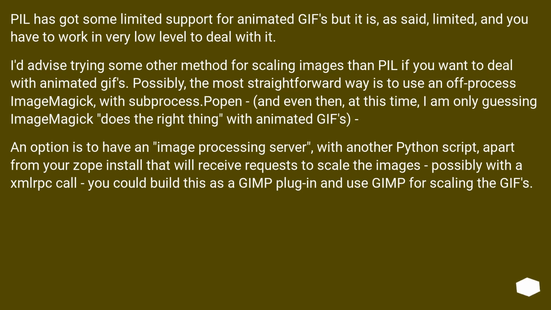An option is to have an image processing server, with another Python script, apart from your Zope install, that will receive requests to scale the images, possibly with an XML-RPC call. You could build this as a GIMP plugin and use GIMP for scaling the GIFs.